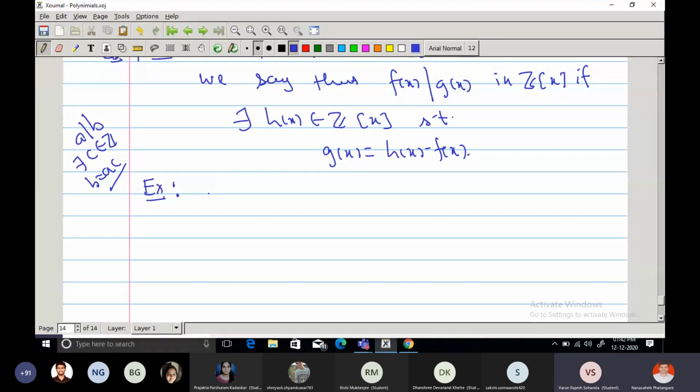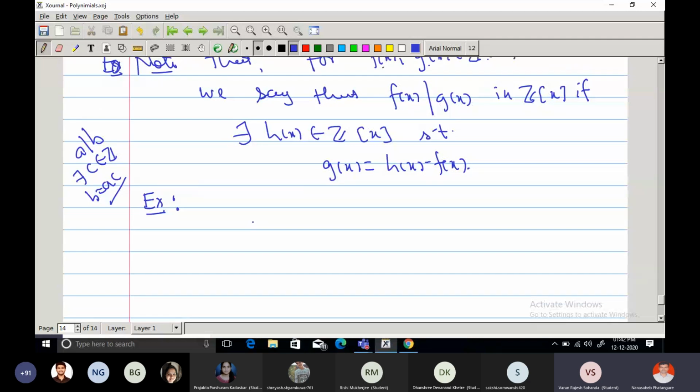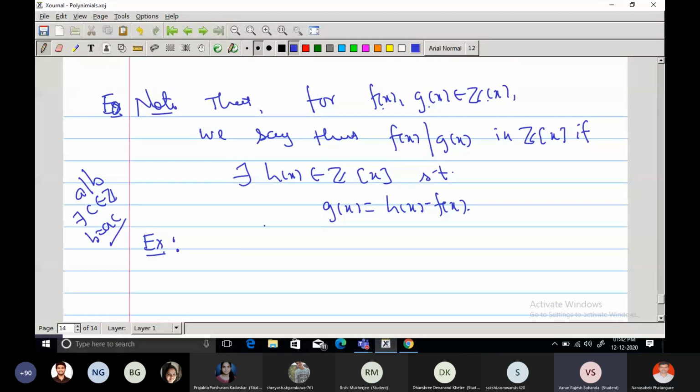In this case, if f(x) divides g(x) such that g(x) equals h(x) times f(x), then h(x) also divides g(x). This is clearly true, no problem. But there is another factor, and that is the main point.